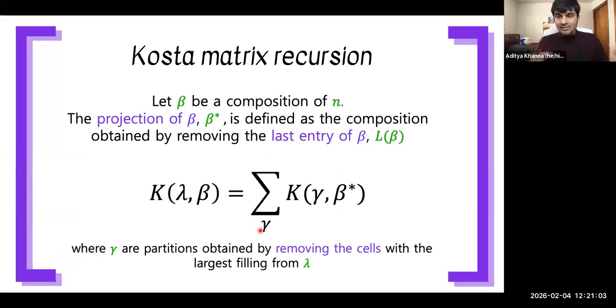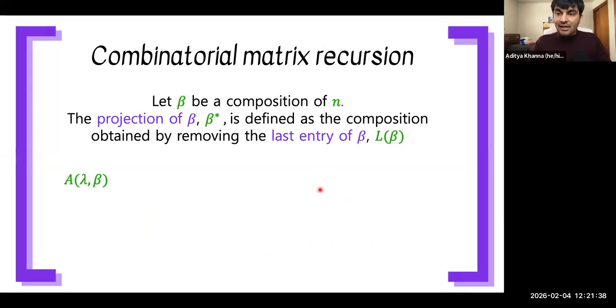And what we noticed, this is what it was doing, is that to figure out the entry lambda comma beta in the Kostka matrix, I find the entries in the projection corresponding to the composition, which is the projection, and then I find out some rows which add up to that. And these are exactly the rows that correspond to the partitions, which you obtain after removing those largest cells. So this is the basic Kostka recursion. And honestly, this is a very general idea. Multiple matrices that you will encounter in symmetric functions and combinatorics will show this behavior.